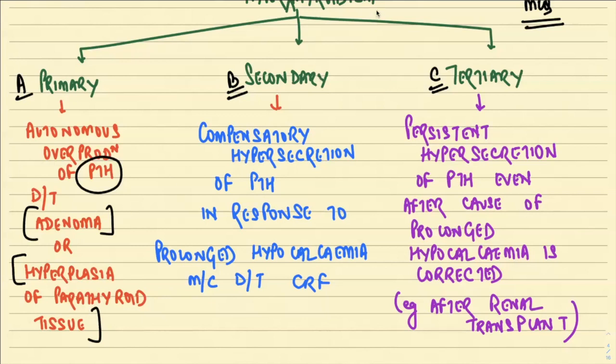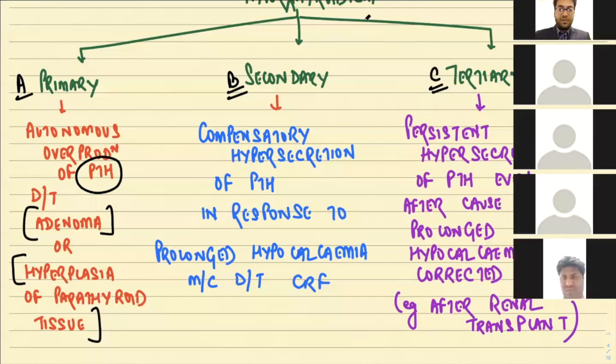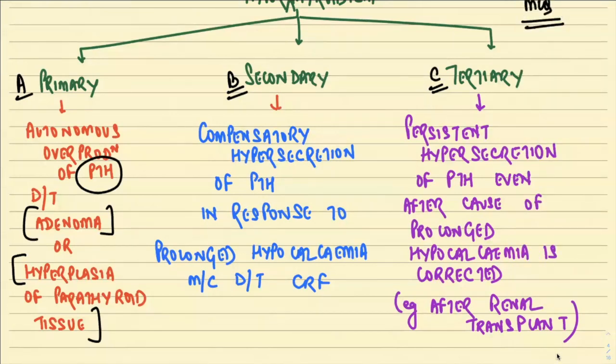So what is the difference between an adenoma and a hyperplasia? Can anyone tell me? Remember, adenoma is basically a neoplastic process, whereas hyperplasia is not necessarily neoplastic. It is an adaptation. Is this clear to everyone? Okay. Now, secondary hyperparathyroidism.